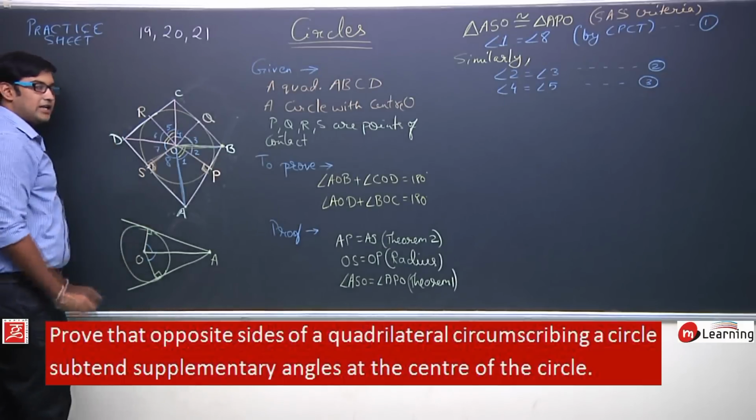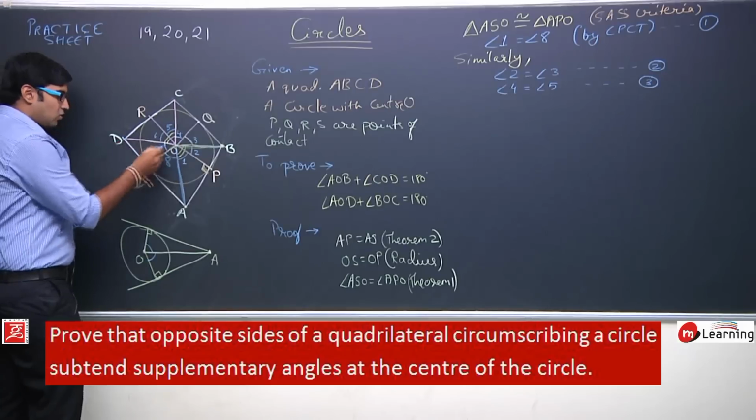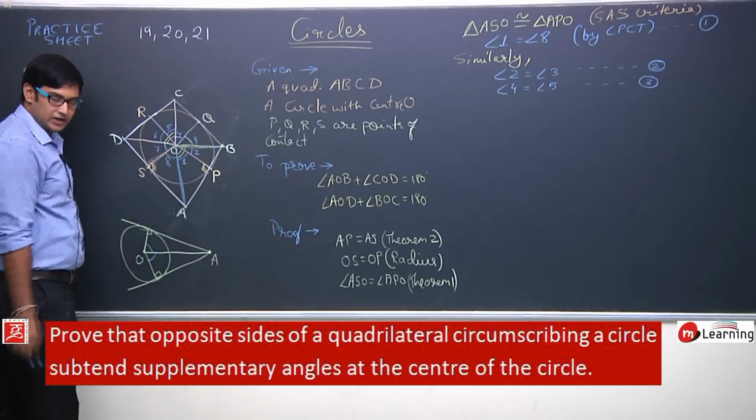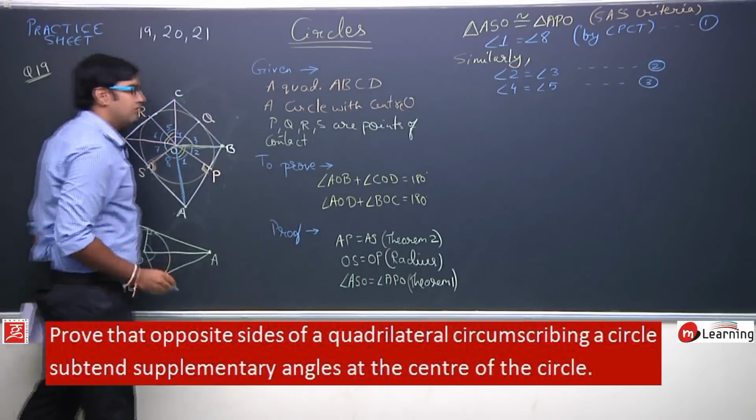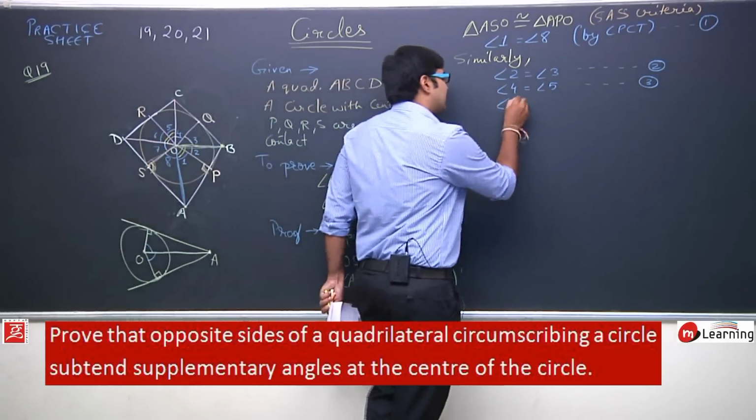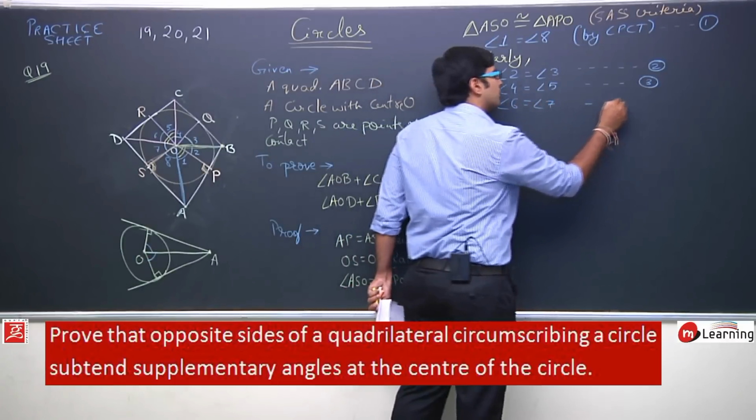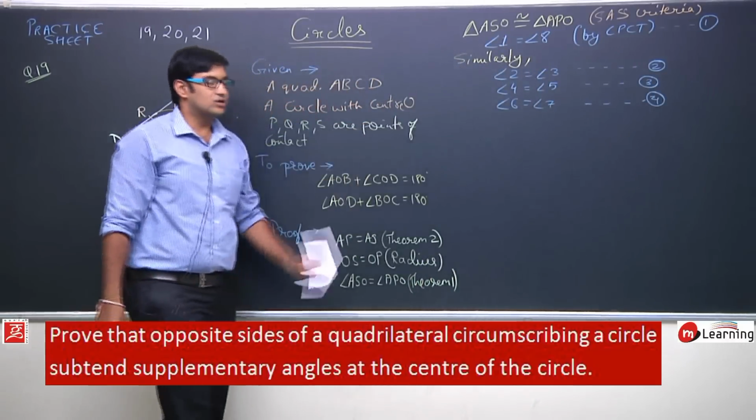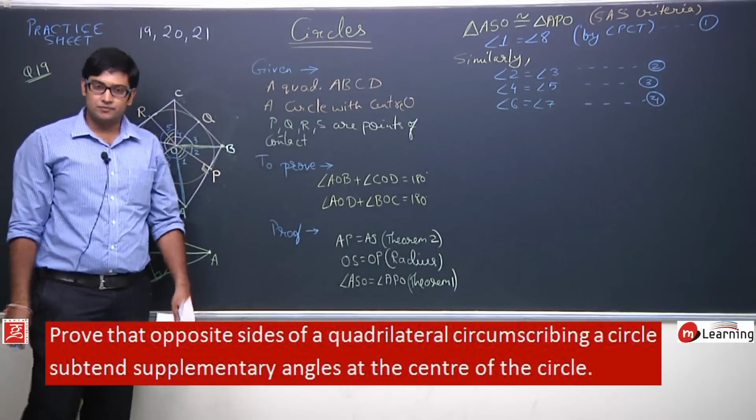Similarly, if you consider point D, again you will have DOS and DOR as two triangles. You can prove them congruent very easily, and you are going to have angle 6 equal to angle 7 by CPCT. Okay, so this is the condition that you are going to have.